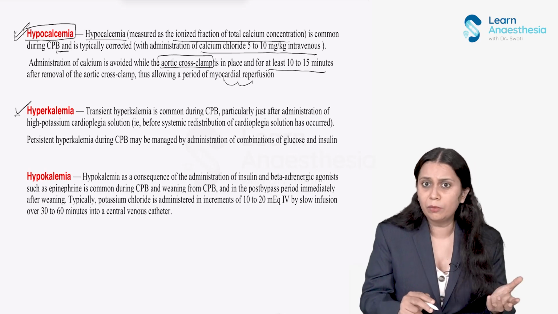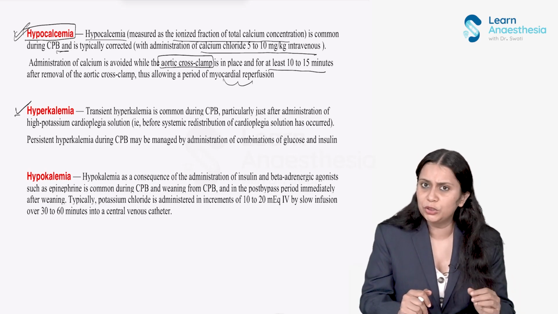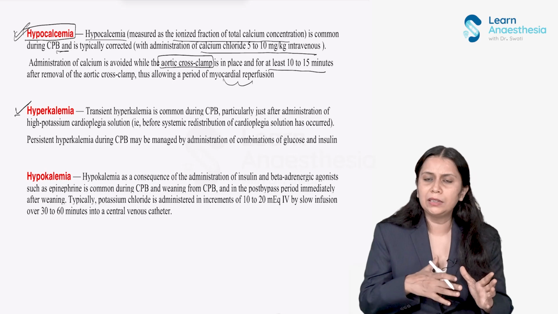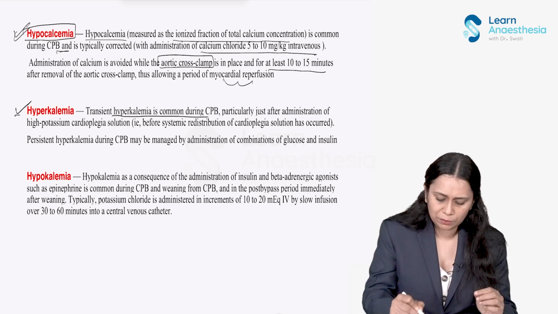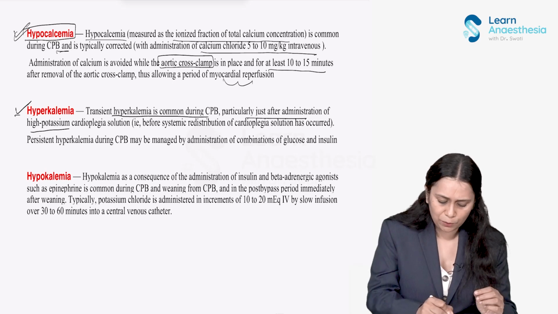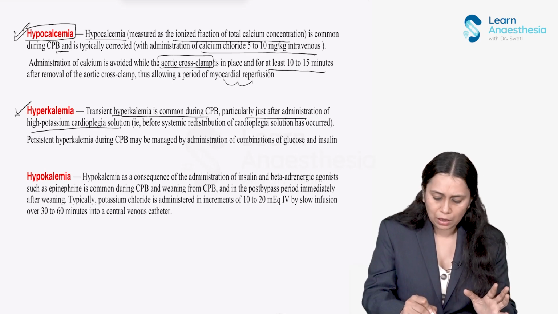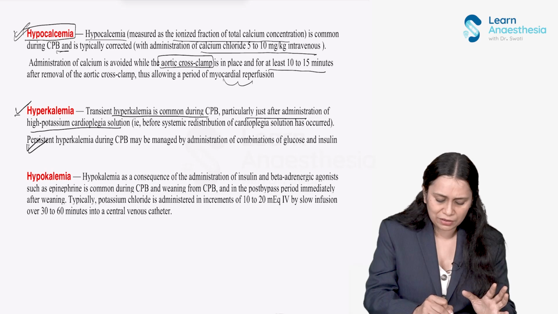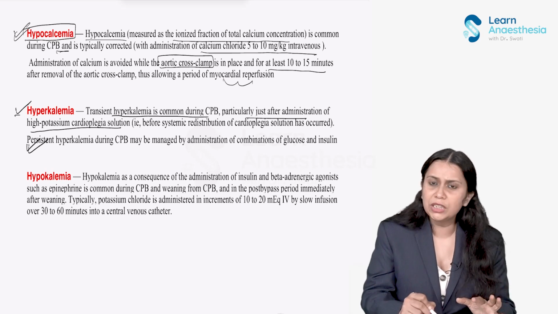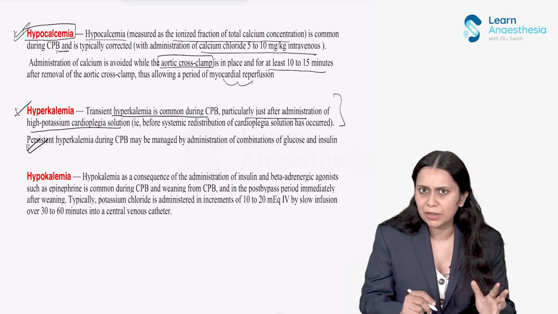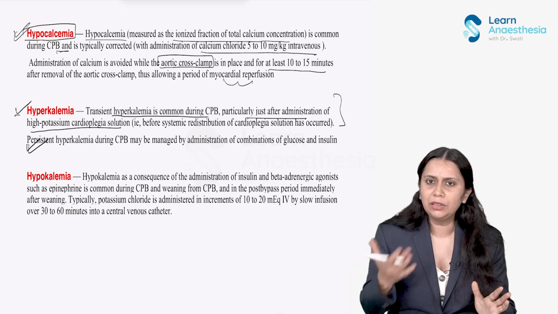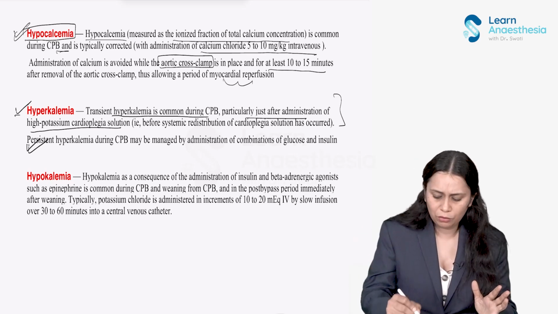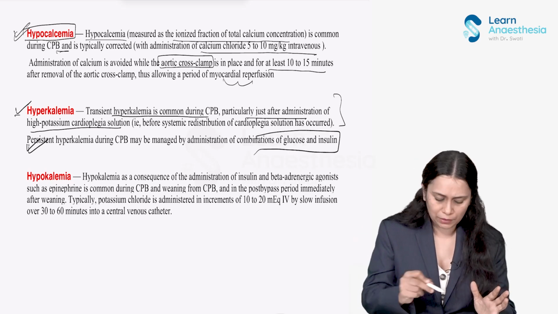Hyperkalemia is again very commonly seen because we give potassium-rich cardioplegic solution to keep the heart in diastolic arrest. So, transient hyperkalemia is common during CPB, particularly just after administration of high potassium cardioplegic solution. Now, if the persistent hyperkalemia is there, we need to treat it with GIK. But after giving the cardioplegic solution, if there is a transient hyperkalemia, we may wait, monitor further, look in the next investigation. If there is a persistent hyperkalemia, then glucose insulin solution can be used.